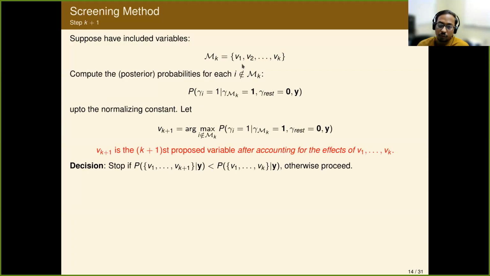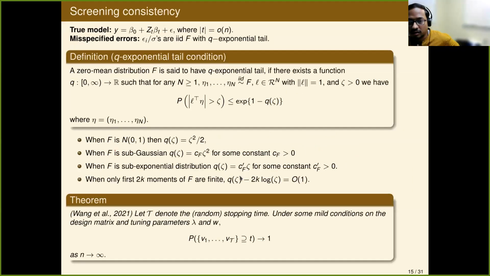And in general, after we have included the first k variables, we check for importance of each of the other remaining variables one at a time, after accounting for the fact that several variables have already been included in the screening model. And these are all computable up to a normalizing constant, and we maximize it. And then we proceed. So if including the (k+1)th variable increases our posterior probability, we continue, but stop if it reduces the posterior probability compared to the already included ones. So this is a sequential decision. It's a greedy decision process.